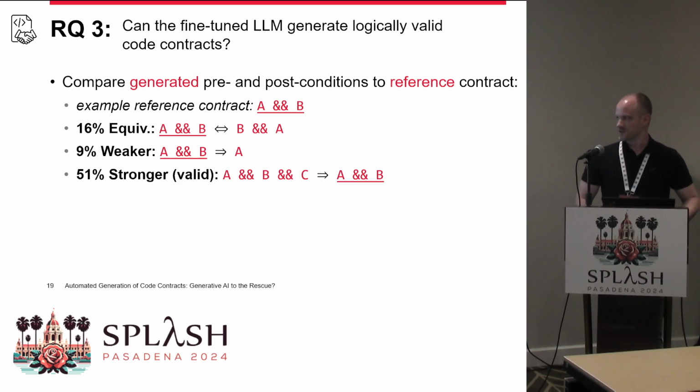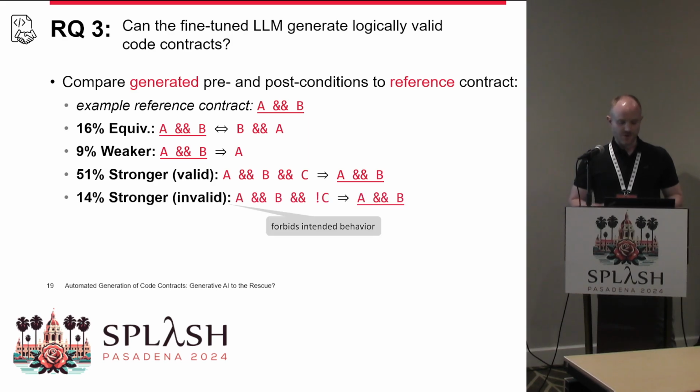Remarkable, there's actually over 50% that are stronger than our reference contracts that we handcrafted. So there's something added to the generated contract. And we also checked whether these additions that the model made are valid in the sense that they do not forbid intended behavior. But for 14% we had such problems, where the model added something but it forbids these intended behaviors.